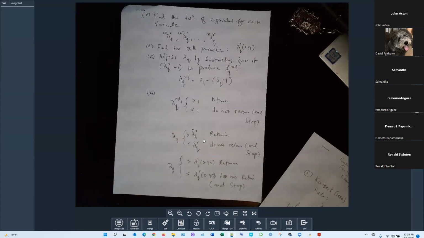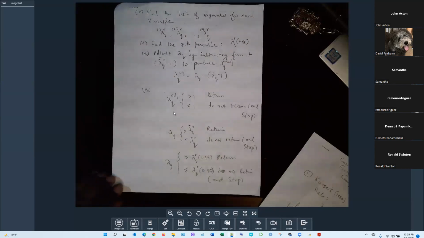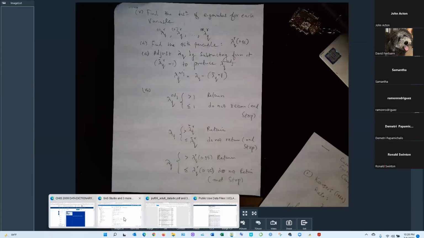Or you can go with the average. There are 3 ways you can get this. You can retain with the aid of this one, or with the aid of the average, or with the aid of the 90th percentile. In our homework, you can use any of these. I don't mind that in homework.